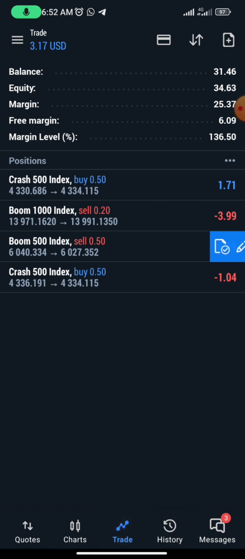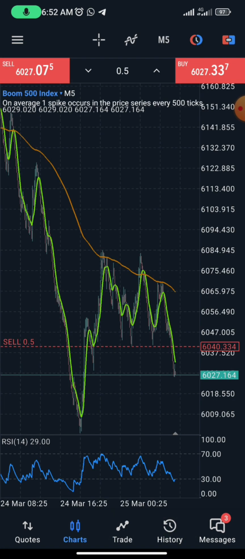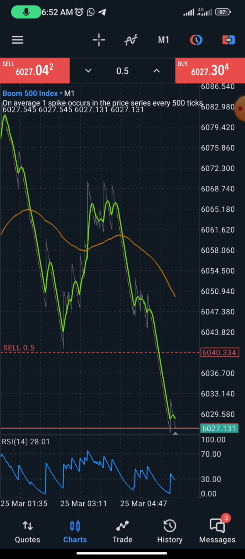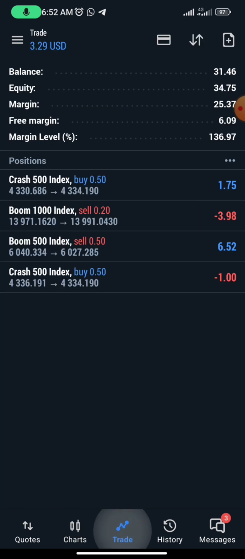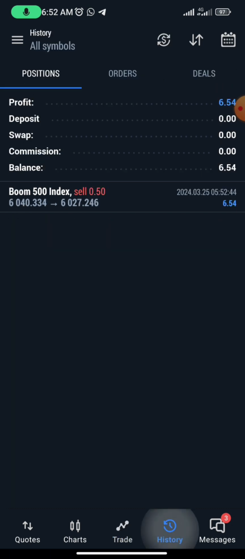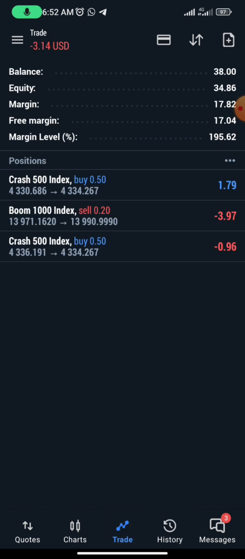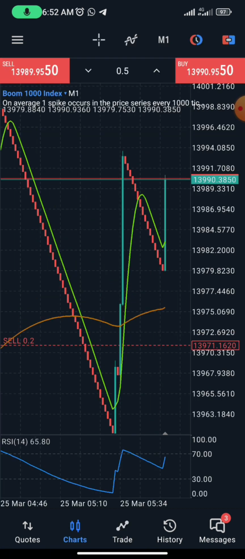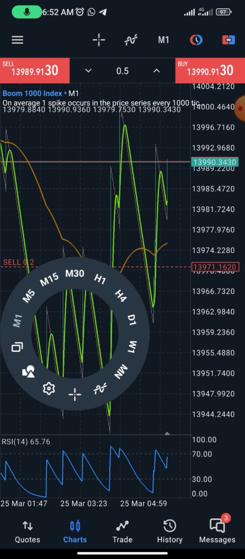So right now I'll close this Boom 500 because of this spike that happened there. I will enter it again if it breaks down this small spike here. So I will go out of this Boom 500 right now. Right now we have $6 profit here. We have this already going, so let's see what happens for this Boom 1000 right now. If I break even, I'm going to close.